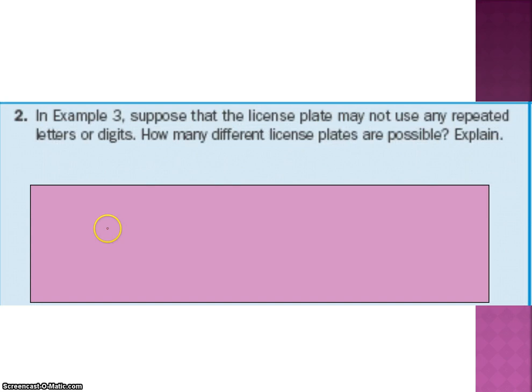In example 2, suppose that the license plates may not repeat. So again, there are 6 characters. What I do is make a box, or sometimes I just make lines like blanks where I want to put the numbers 1, 2, 3, 4, 5, 6, and we're multiplying it together. Because it cannot repeat, that means in the first place there's 26 letters, in the second place there's 25. Please pause the video and try solving number 2.